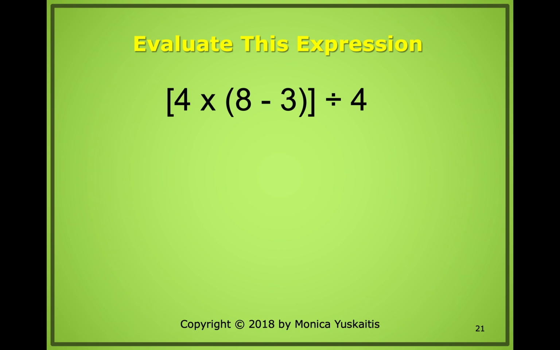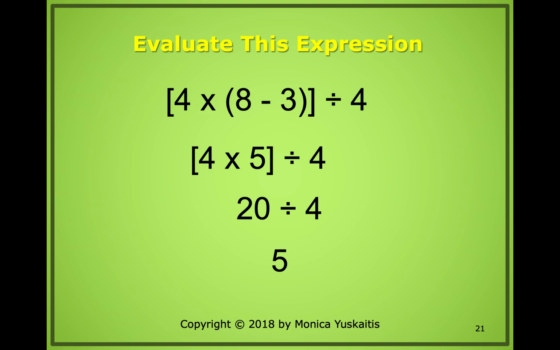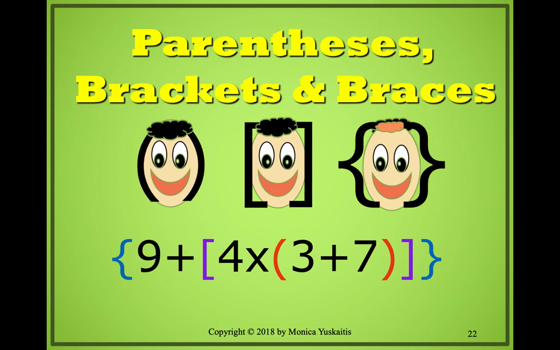All right. Try this one. Pause me, and when you're ready, you can hit play again so you can check your answer. Okay, the parentheses first are going to be 8 minus 3, which is going to replace it as 5. 4 times 5 is 20 divided by 4. This one was easy, 5. Not too bad.